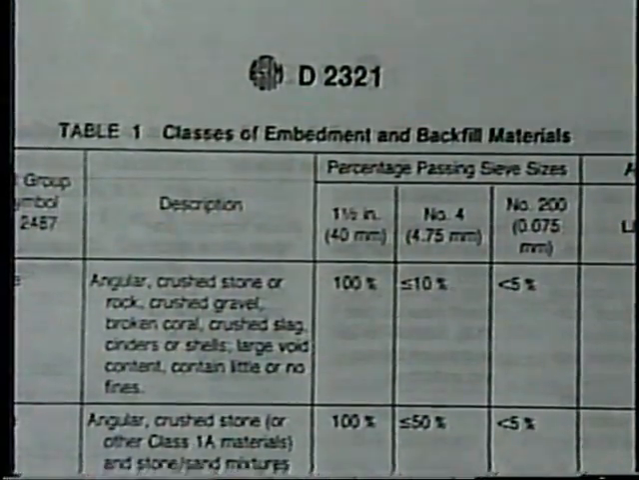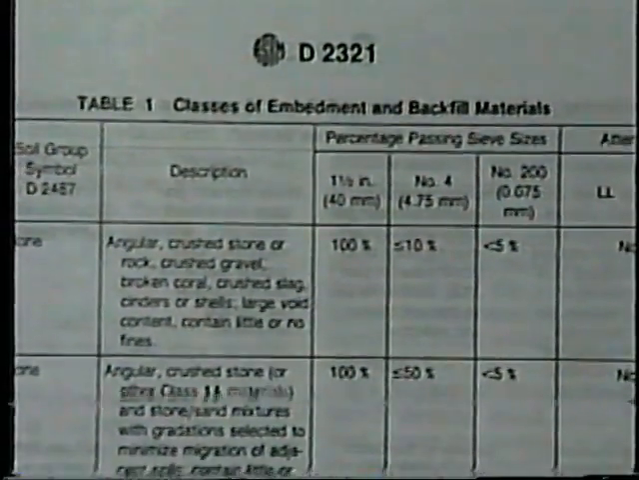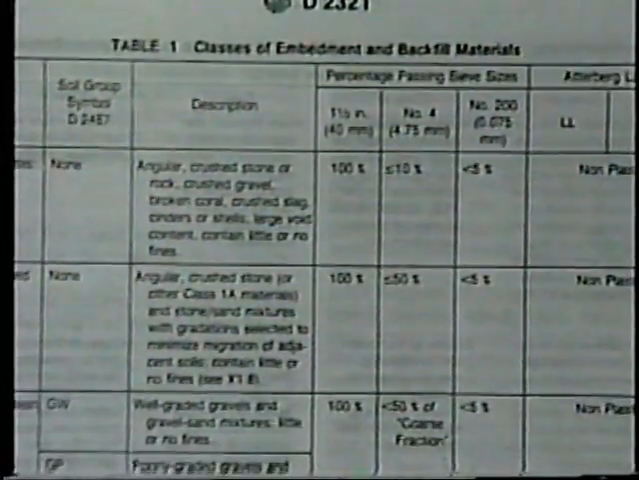ASTM D2321-89 provides a classification chart for determining which type of bedding to use for a particular condition. This classification can be both confusing and difficult to use.